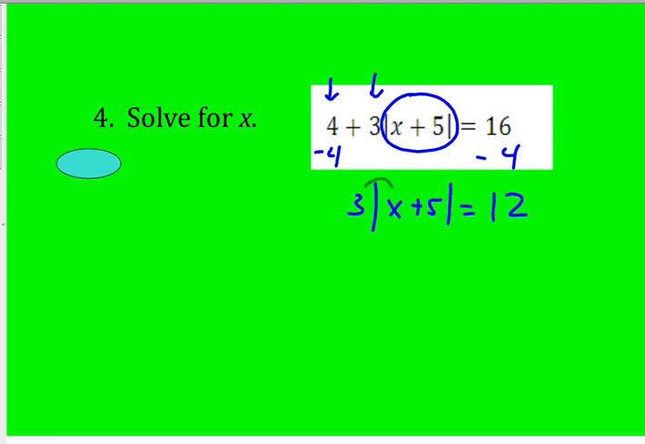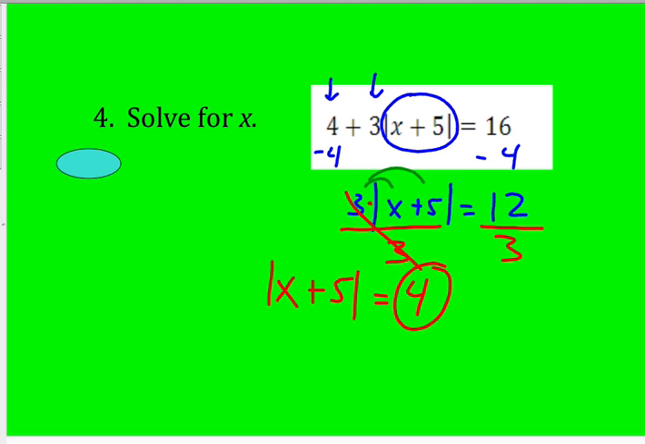Some people use the distributive property here, and sometimes that works, but with absolute value it doesn't work every single time. So what I would do, just get the absolute value by itself. This is 3 times the absolute value of x plus 5. So what I would do is divide both sides by 3 first. Now if you use distributive property and you got the same answers that I do, that's fine. I'm just telling you it's not going to work every time. So I get the absolute value of x plus 5 equals, in this case, 4.